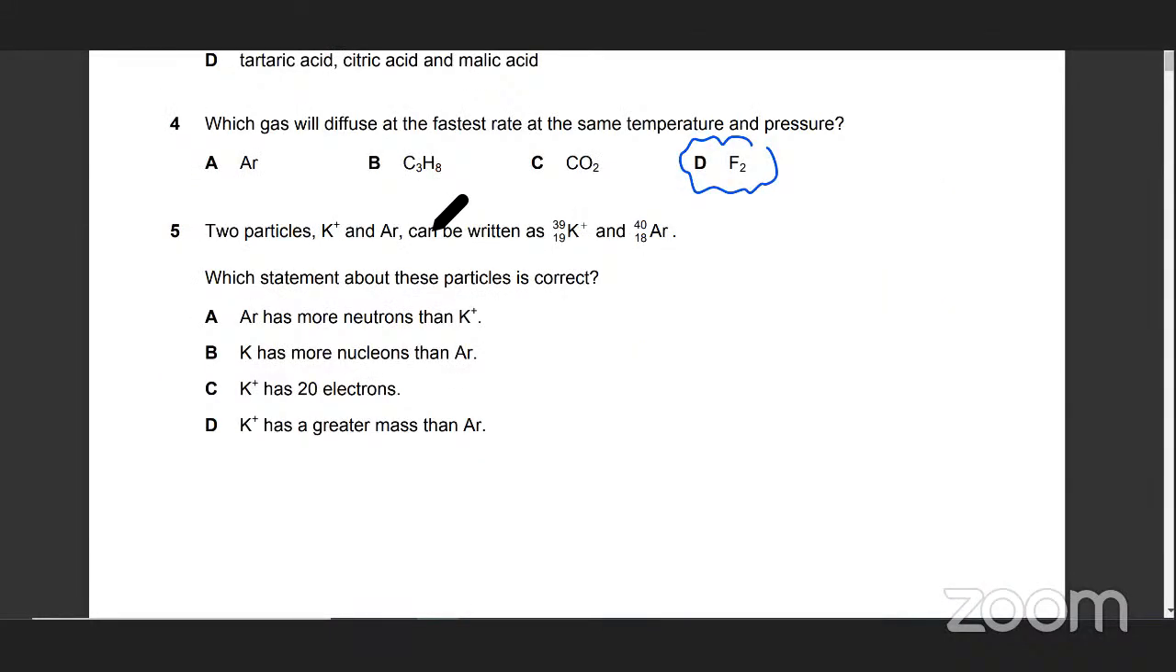Next one is two particles, K plus 1 and Ar, can be written as this. Which statement of these particles is correct? So Ar has more neutrons than K plus 1. So neutrons 39. Both have, it does have more neutrons because this has 22, and over here it's I think 20. So Ar has more neutrons. That statement is correct. K has more nucleons, that is wrong. Nucleons is the total number, which is 39. And all the rest are wrong.